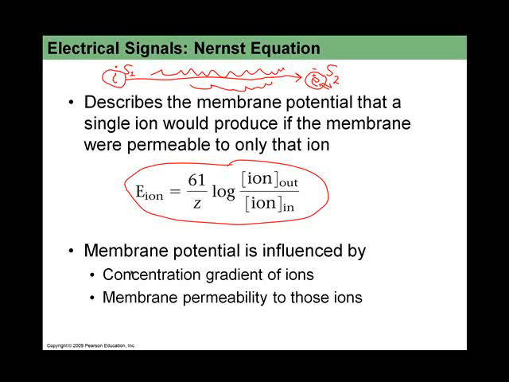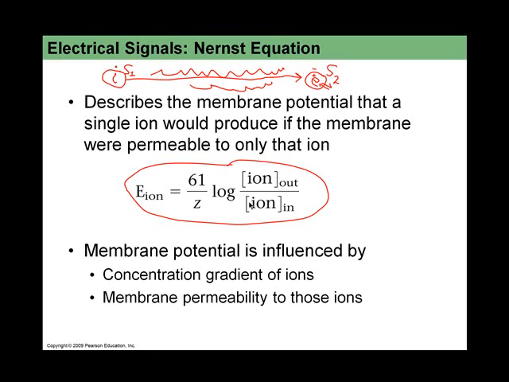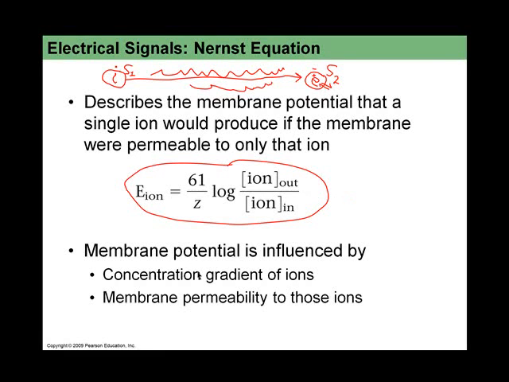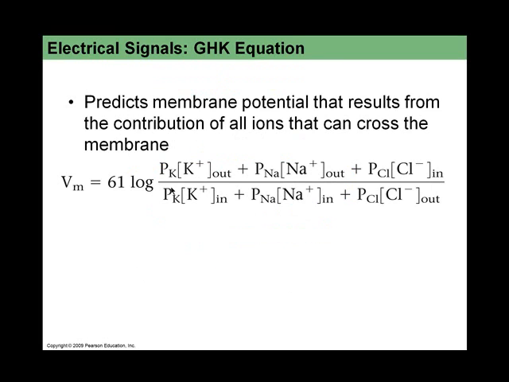So the membrane potential is influenced by the concentration gradient of the ions across the membrane and the membrane permeability to those ions. This condition is considering, as we said, the complete permeability.